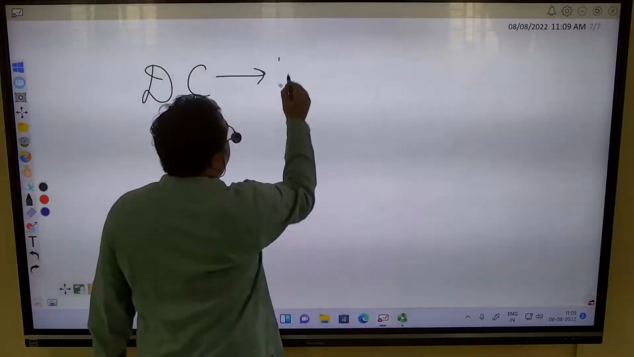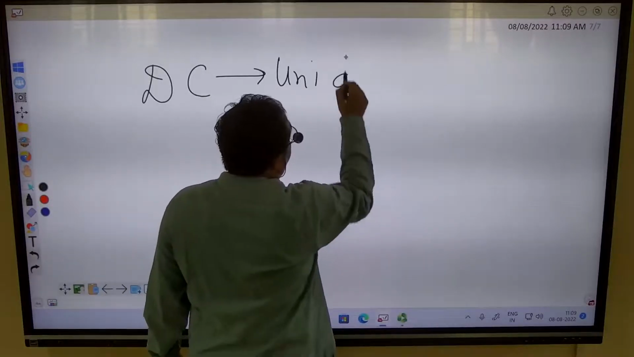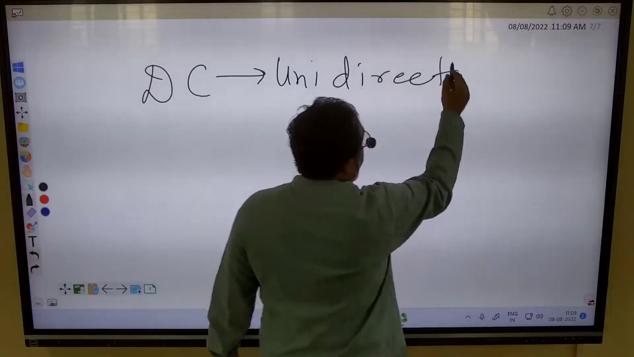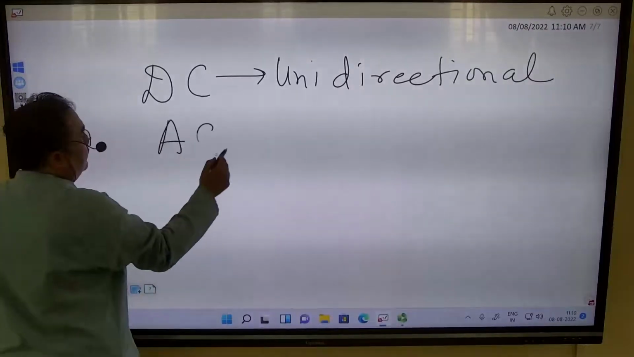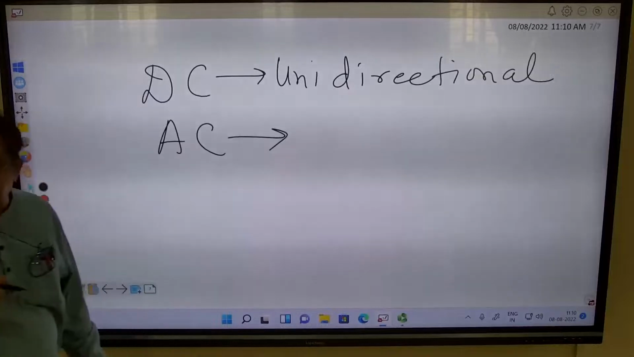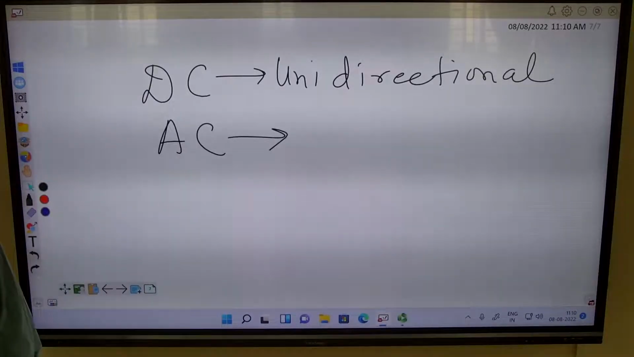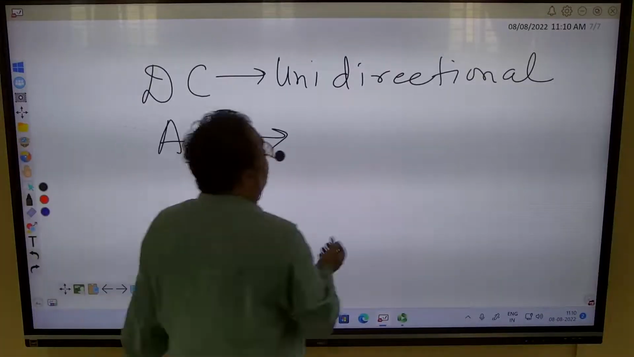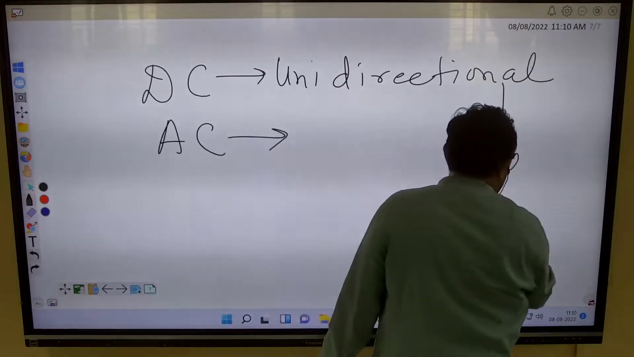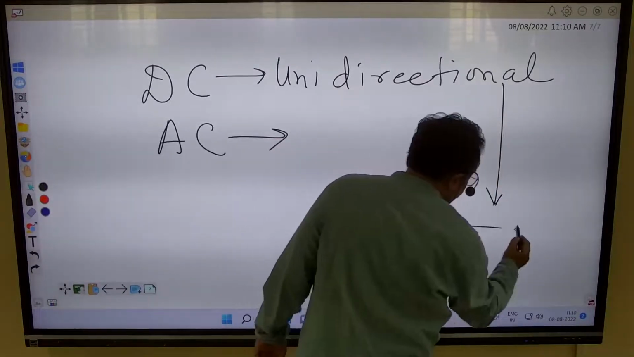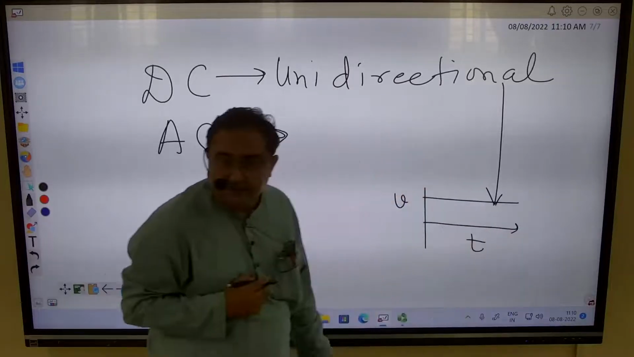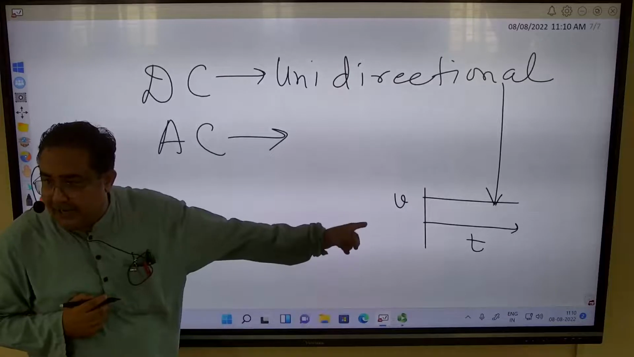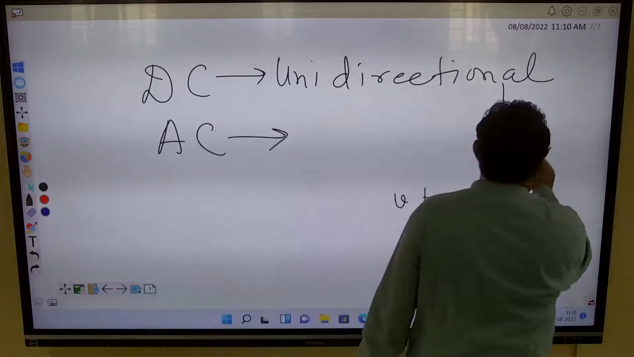So DC means one which is unidirectional. AC means which is bidirectional, which has positive also and negative also. So I will just cite some examples of DC. This is a voltage. So this is DC. Do you agree? Another example I am citing.